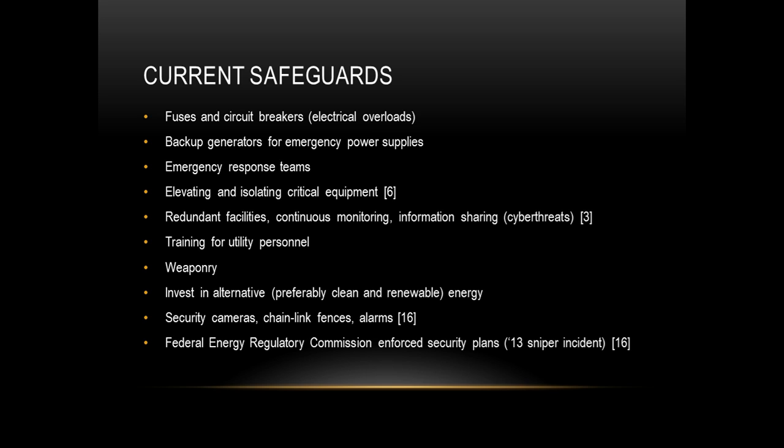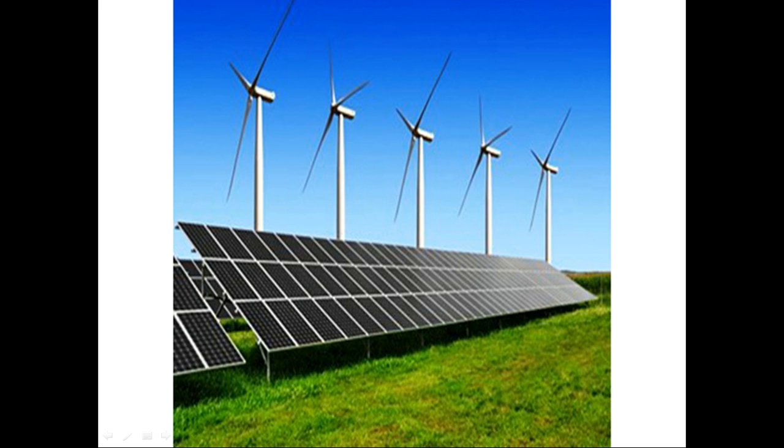The Federal Energy Regulatory Commission was relatively lax until about 2013, when a group of snipers took out 17 transformers in San Jose in a coordinated attack belonging to Pacific Gas and Electric. The commission immediately tightened up the rules, having utility companies and substations develop security plans for their infrastructure, adhere to audits, and strengthen security procedures. This slide is an example of a clean, renewable energy wind and solar farm.